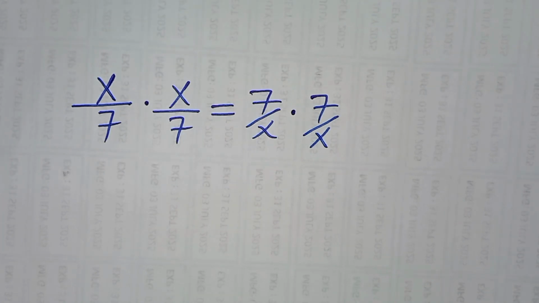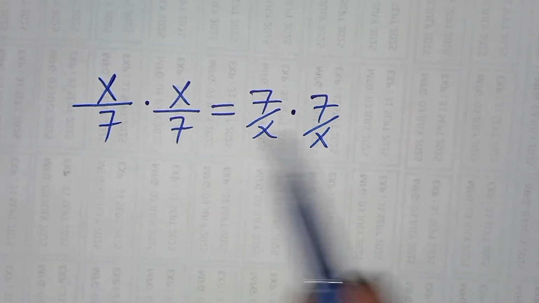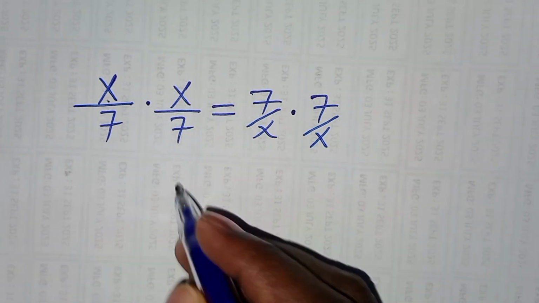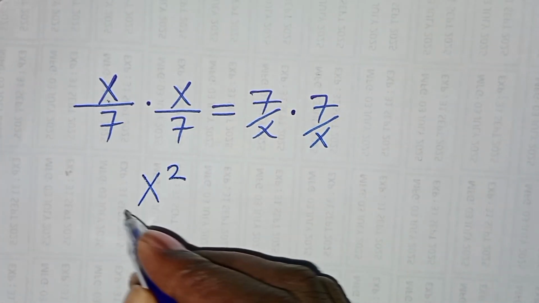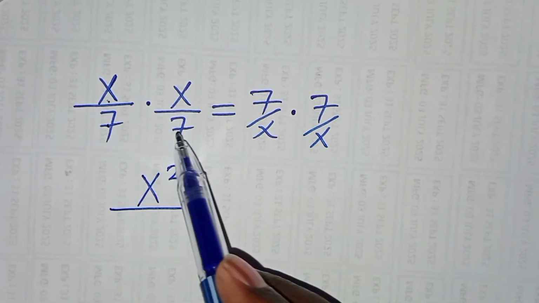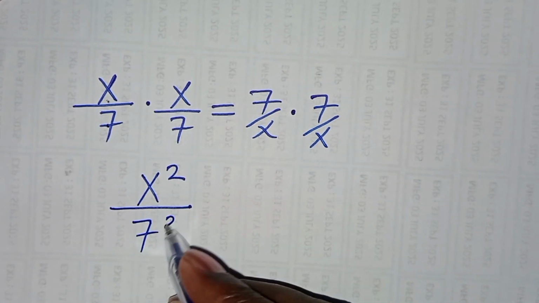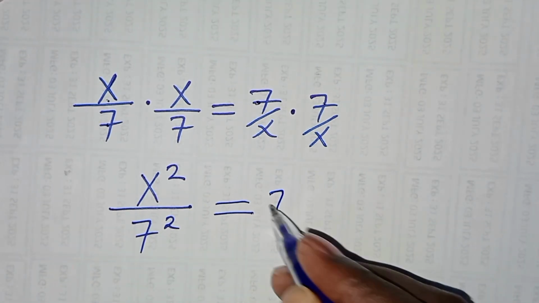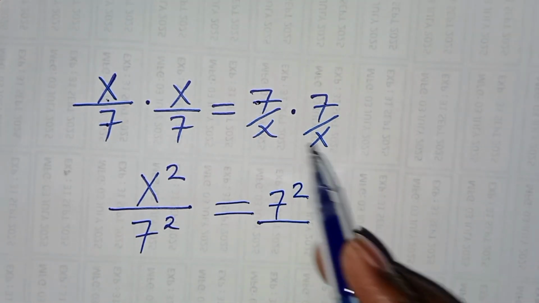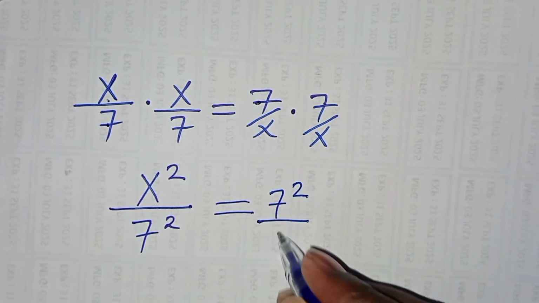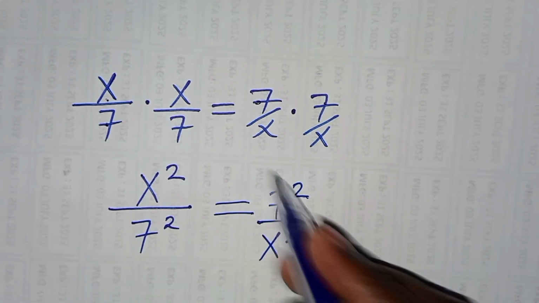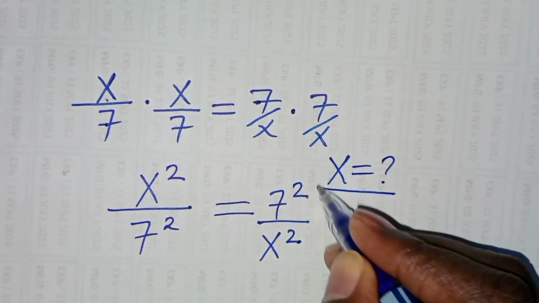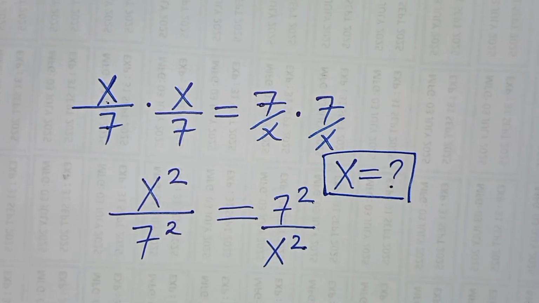Hello everyone, you're welcome to solve this nice exponential problem, which is x times x, which is x to power 2, divided by 7 times 7, which is 7 to power 2. This is equal to 7 times 7, which is 7 to power 2, divided by x to power x times x, which is x to power 2. So the question here, what are the values of x?